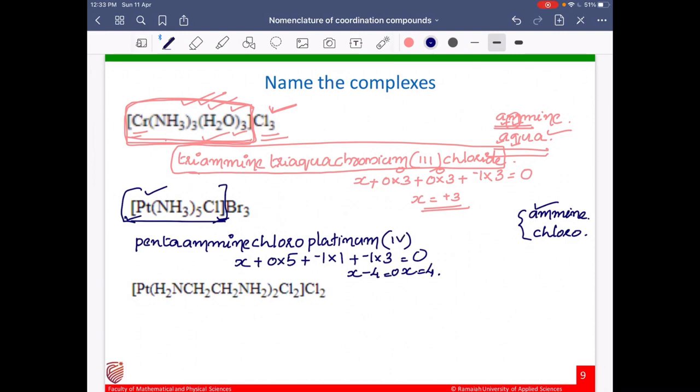So I have to put the Roman numeral based on the oxidation state of platinum. Then I have to write the anionic part, which is bromide. So the name is pentamine chloro platinum 4 bromide. Pentamine chloro platinum 4.